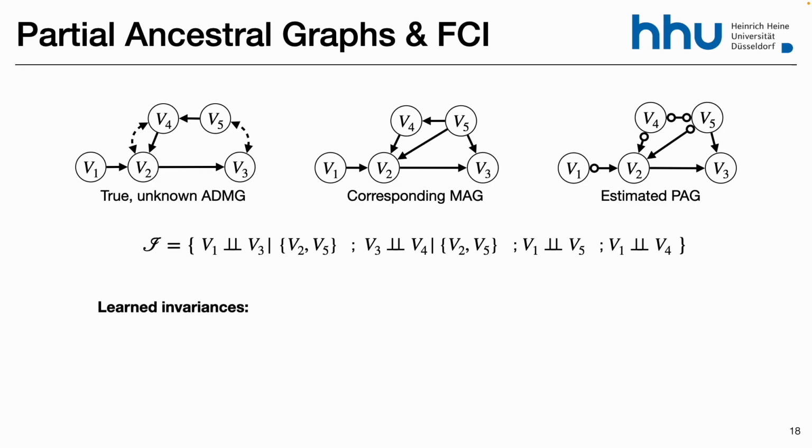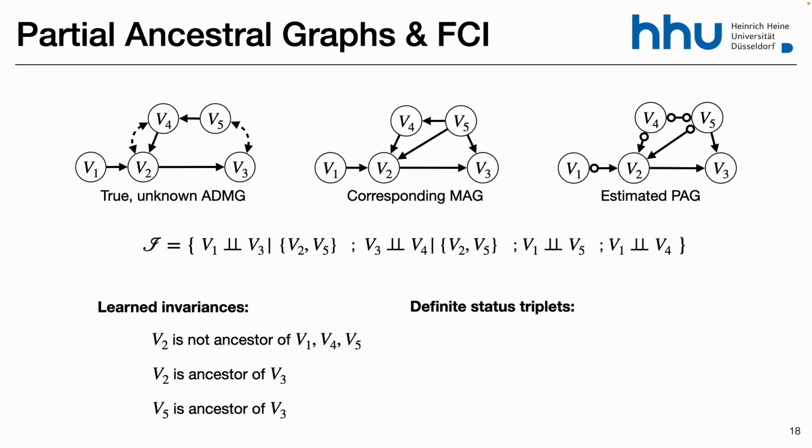What are the learned invariances here in terms of ancestor relationships? We have, for example, V2 is definitely not an ancestor of everything that's pointing to it, right? So V1, V5, V4. On the other hand, V2 is an ancestor of V3. Also, V5 is an ancestor of V3. We have these definitions of definite status triplets in a PAG.